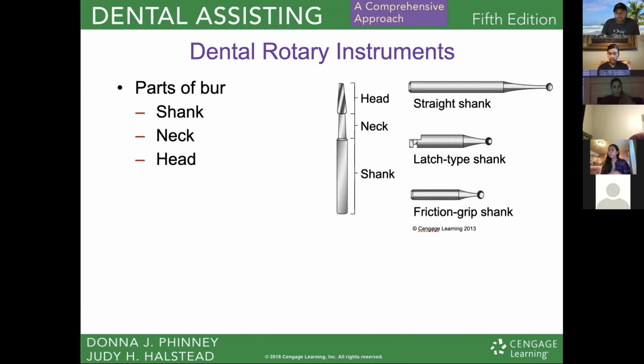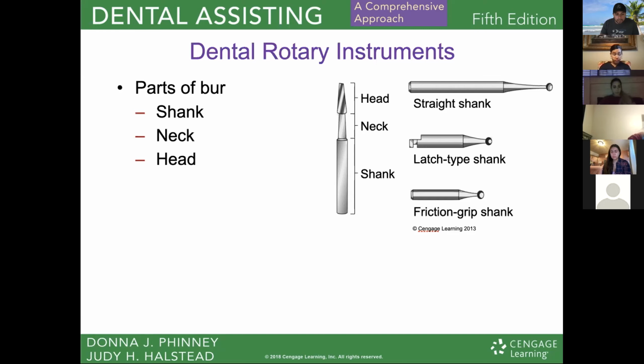So these are rotary instruments. These are basically burrs, and these fit into the dental handpiece. We don't call a dental handpiece a drill, we call it a handpiece. Similarly, we don't call them drill bits, we call them burrs. The materials that make up the burr are either steel or tungsten carbide. Sometimes you also deal with burrs that are made of diamonds.